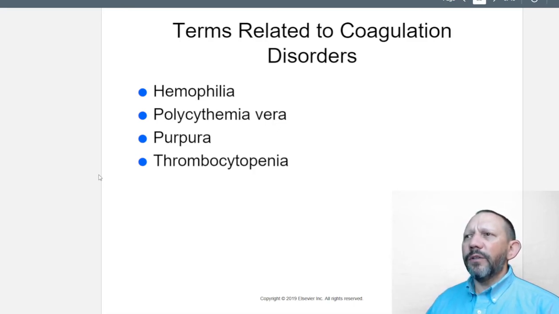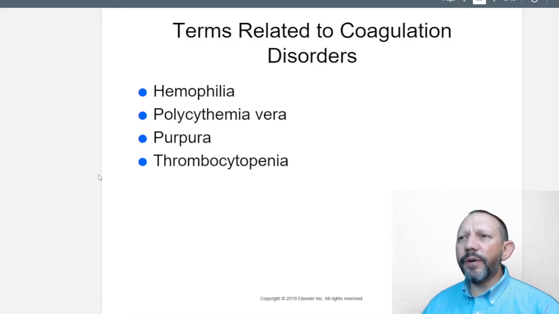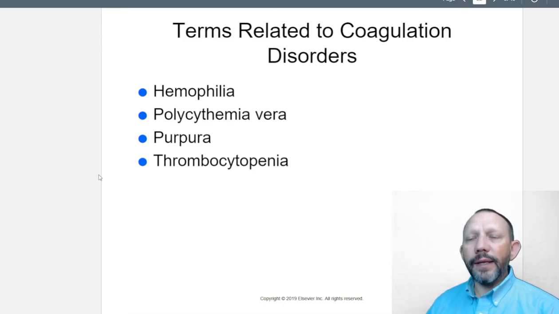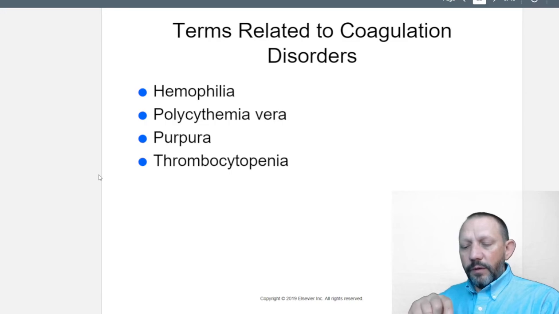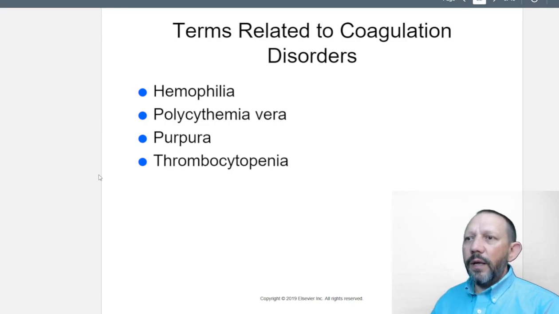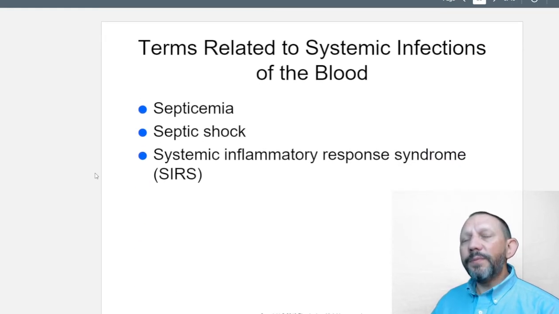Hemophilia, so this was a really big one back when I was a kid. Hemophilia, you were called a bleeder. It mostly happens in males, and you don't have the ability to clot like you should. Polycythemia vera, purpura. Purpura is like a little tiny bruise. That's what they look like. And thrombocytopenia is you have low thrombocytes, which means you would bleed more and bruise easier, okay?